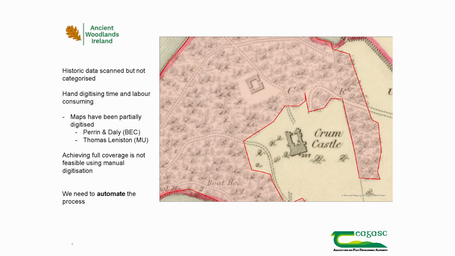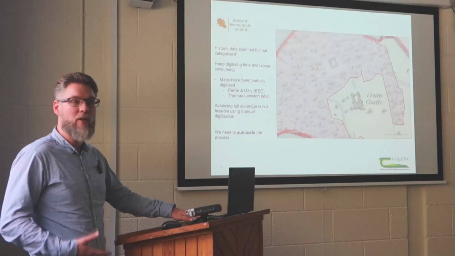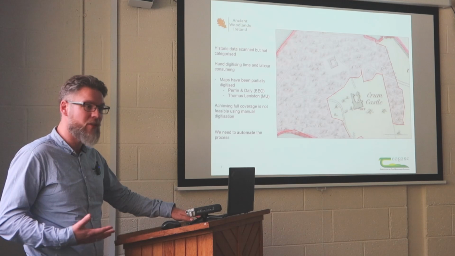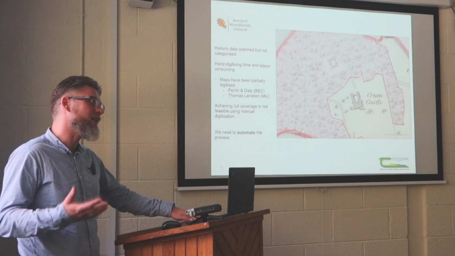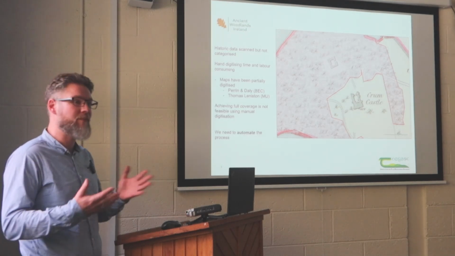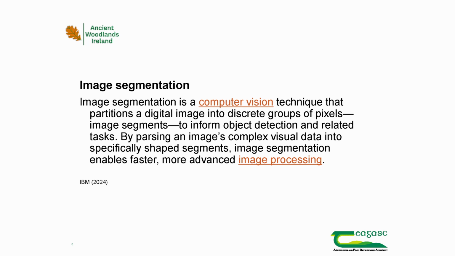So we want to get from a map like that to something that actually outlines the woodland, so we can use it in spatial analysis and overlay it with modern data, but also possibly with other imagery such as satellite imagery, to see how they've been developing in the available record. So the system we are going to use is called image segmentation. It's basically the computer vision technique which can identify features of images and create a mask that shows you where they are.